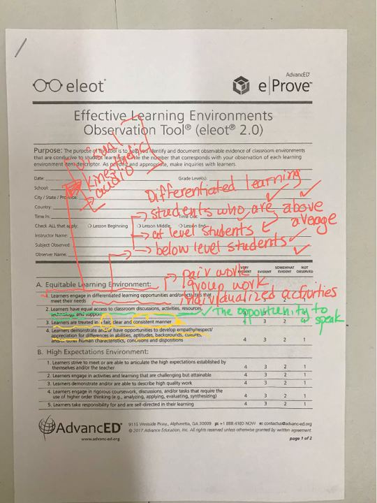Okay, let's go to B now. We are on B, high expectations environment. Number one: learners strive to meet or are able to articulate the high expectations established by themselves and or the teacher. Okay, what does that mean? It means that articulate means to use everything that they have in themselves in order to get something done. So number one, teachers should not make activities very, very easy. That is what high expectations means here.